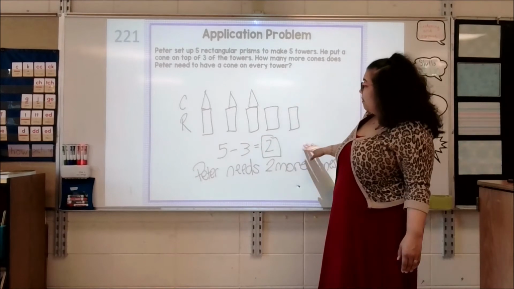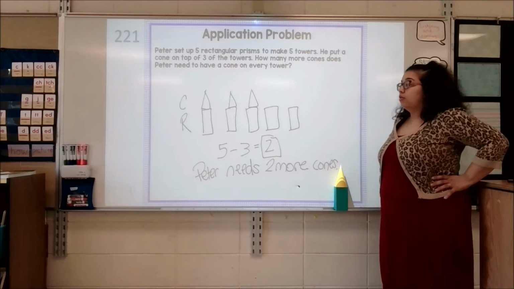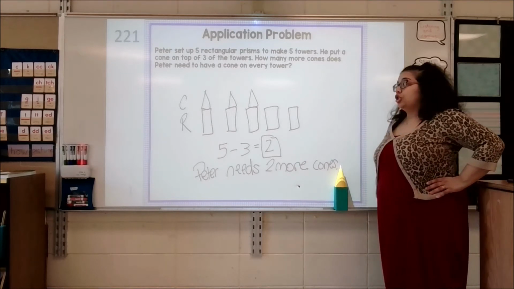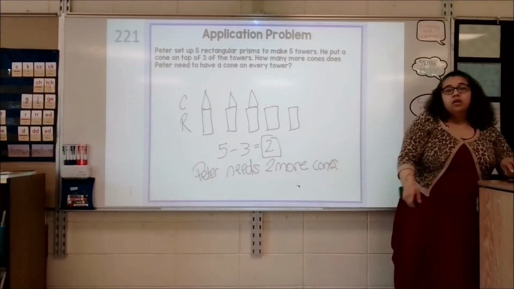My picture and my number sentence say 5 minus the 3 that are already coned means that Peter needs 2 more cones. Peter needs 2 more cones. Good. All right.